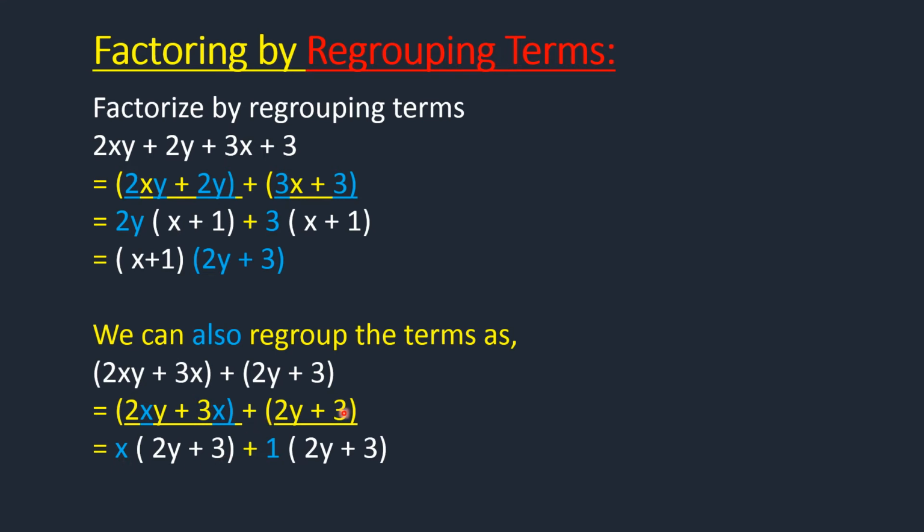From the second group, there is no common factor as such, but we know that 1 is a common factor of all the terms. So we will take 1 as the common factor. So 2y divided by 1 is 2y, 3 divided by 1 is 3. Here 2y plus 3 is the common factor between these two terms. So we get the factors as 2y plus 3 and x plus 1. These are the same factors as before, only the order is different.